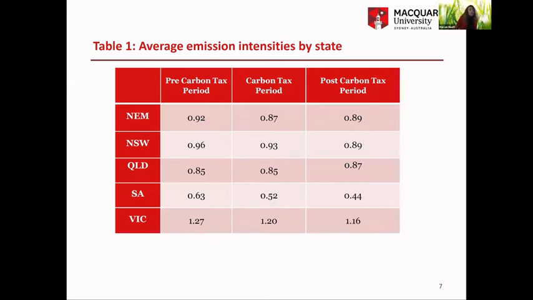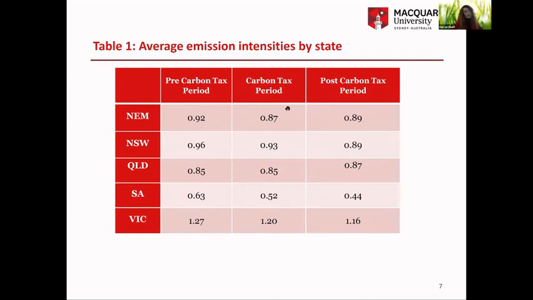Here in this table, we see the emission intensity. This is the average emission intensity. We consider three periods. In Australia, as I mentioned, the carbon tax was in place between 2012 and 2014. For all states except Queensland, as a result of, I don't know if it's the result, we saw a decrease in emission intensity during the carbon tax.